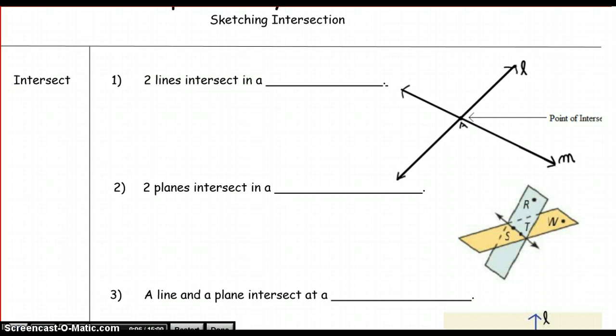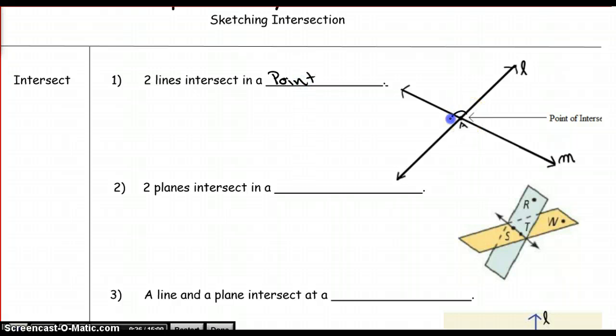Today, we're going to be looking at Chapter 1.4 notes on sketching intersections. Let's start with the very basics here, ladies and gentlemen. Number one here. We have two lines that intersect each other. What happens is that they form a point.